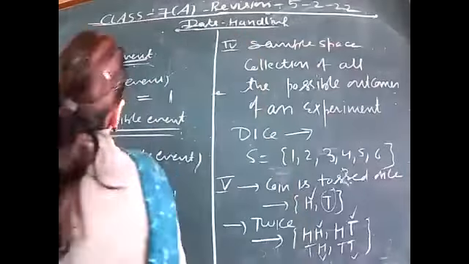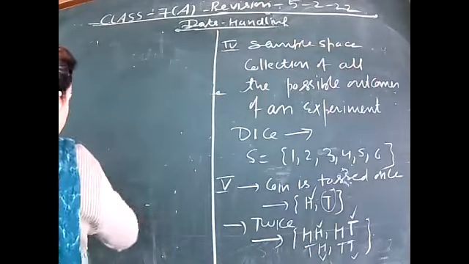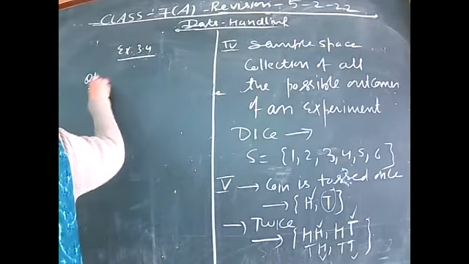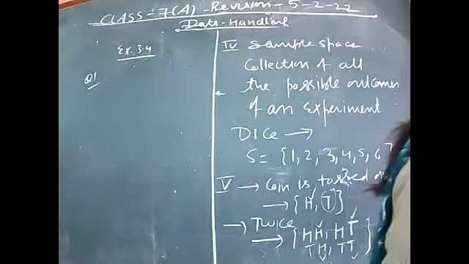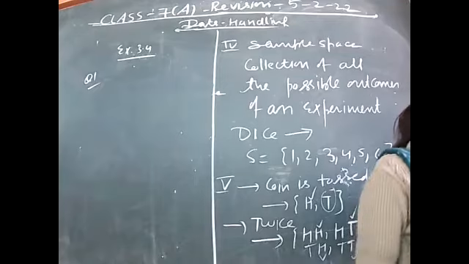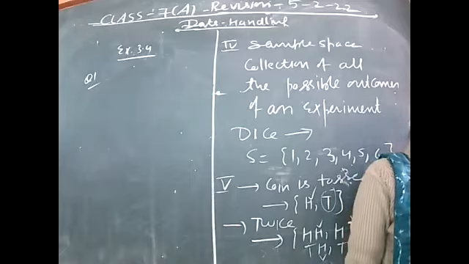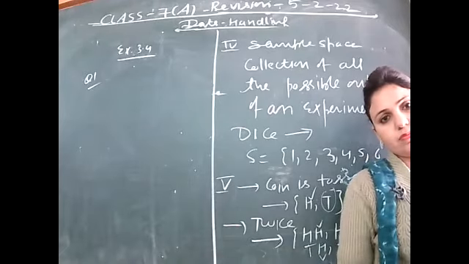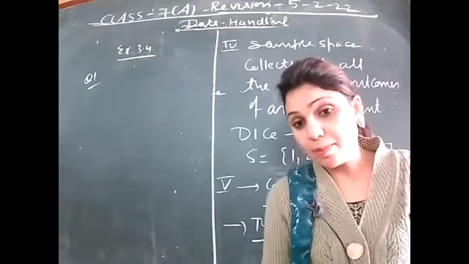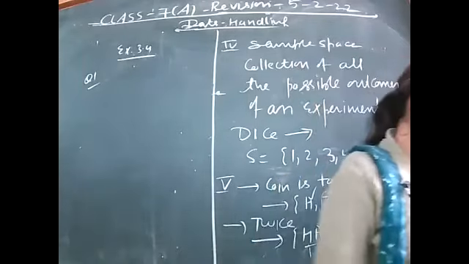See exercise 3.4. See first question. Tell whether the following is certain to happen, impossible, or can happen but not certain. You are older today than yesterday. It is certain to happen. Naturally, we grow up day by day, right? So it is certain to happen.